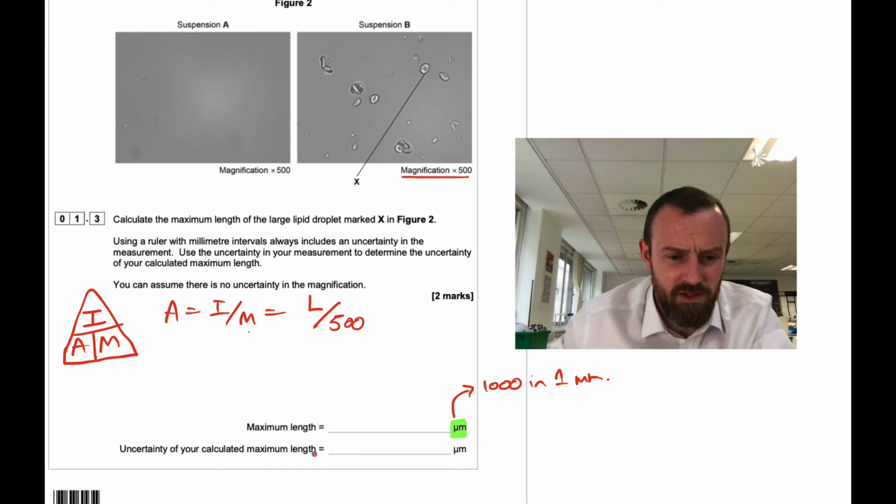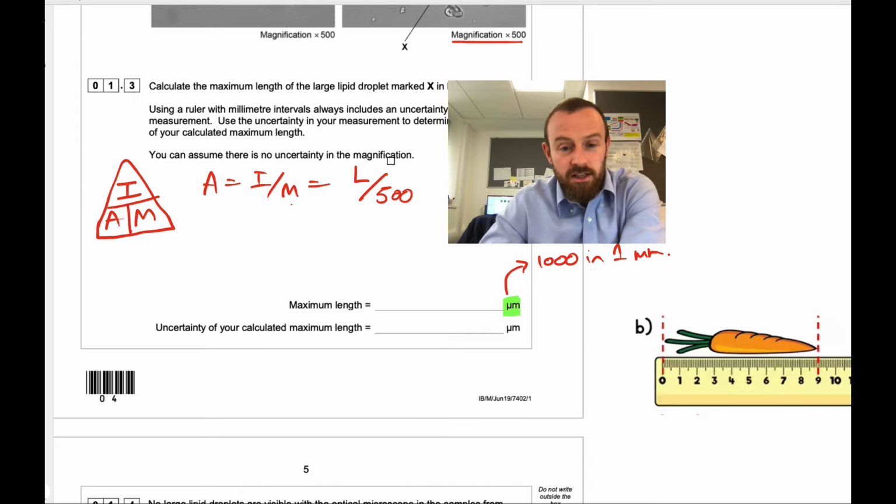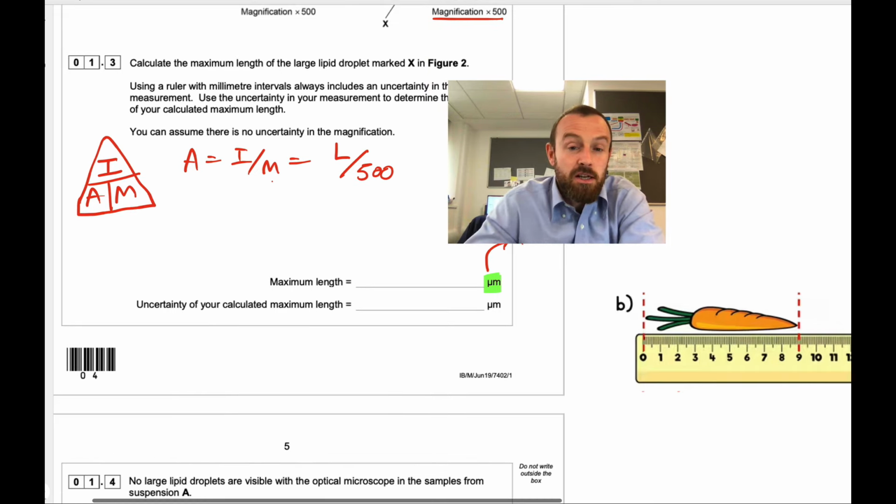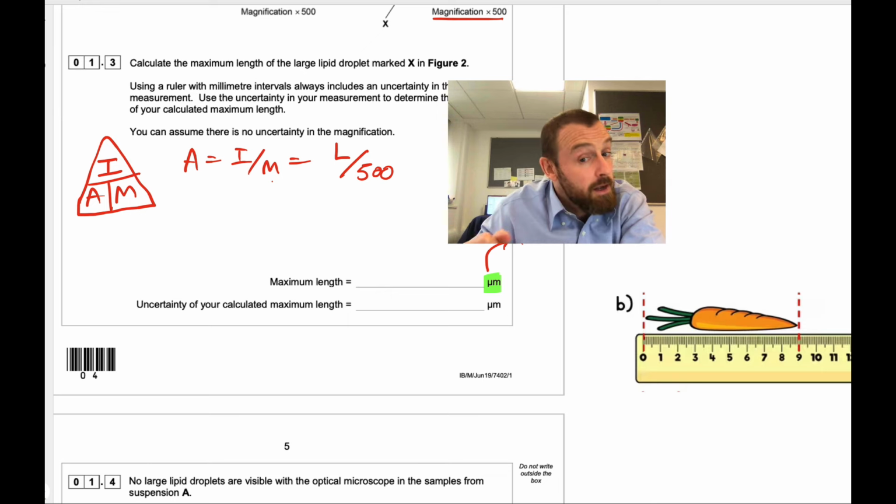Right, what about the bit about uncertainty? Okay, so this uncertainty bit, I must confess, it really threw me. I'm still new-ish to these uncertainty questions because they don't really come up in OCR, but they do in AQA. So the thing that you needed to spot here was this: using a ruler with millimeter intervals. So what kind of uncertainty is this going to generate?